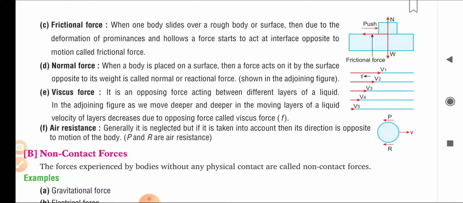Friction is a necessary evil. Suppose you pour some oil on the floor and you are walking on it, then friction will be very, very less, and you may just slip and fall down. So it is a necessary evil, frictional force.